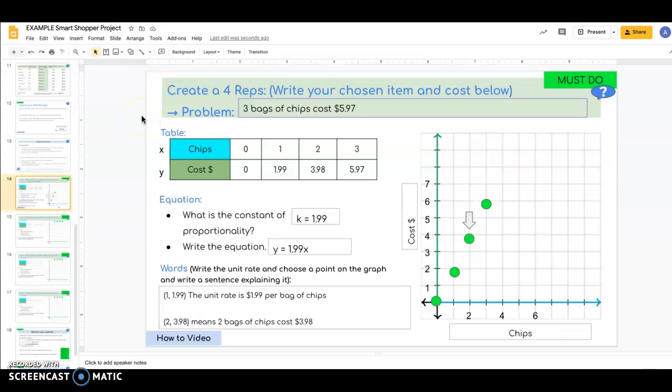And remember, if you need to watch this again to see that example again and again, you can click on the how-to video at the bottom to watch this example to make sure that you are doing it correctly.